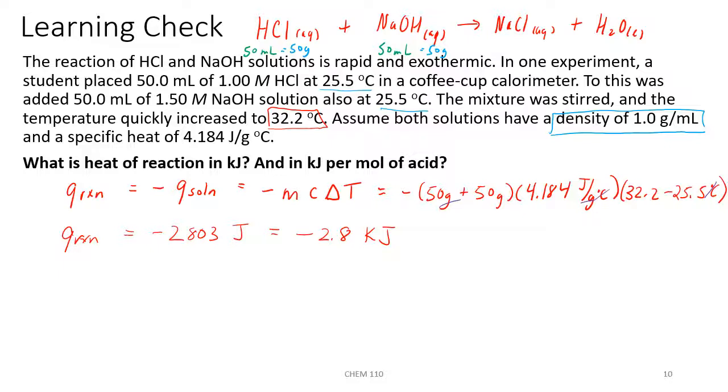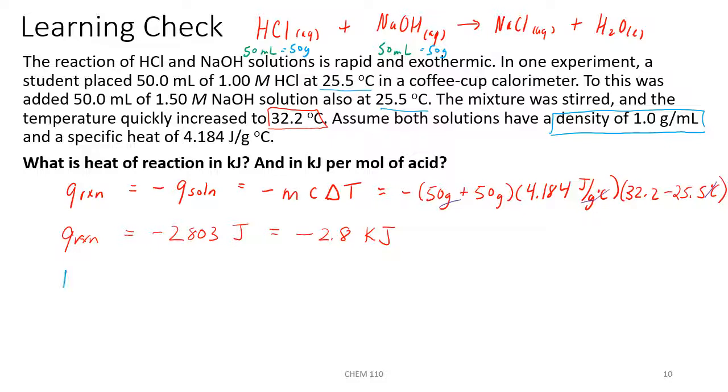Often it's also common to record the kilojoules per mole of the limiting reactant. In this case, the acid is the limiting reactant because it's present in a 1 molar amount, whereas the sodium hydroxide is present in a 1.5 molar amount. And since we have 50 milliliters of both of them, there's going to be a lesser amount of moles of HCl.